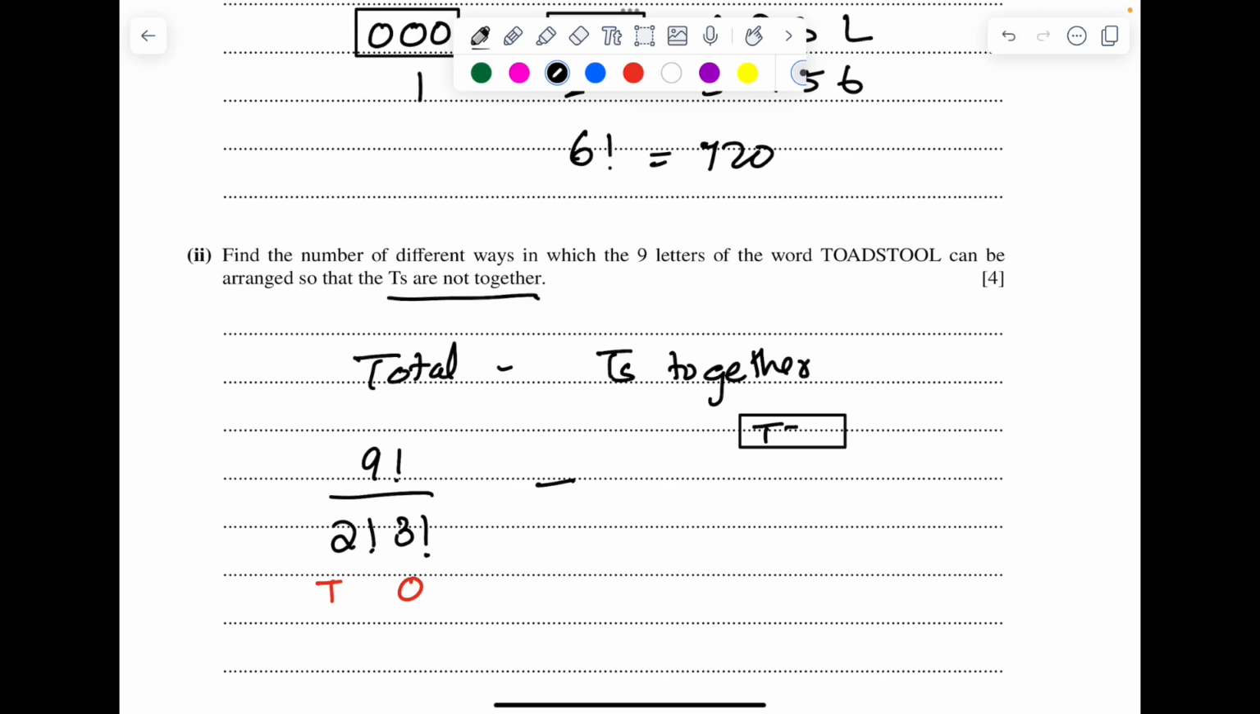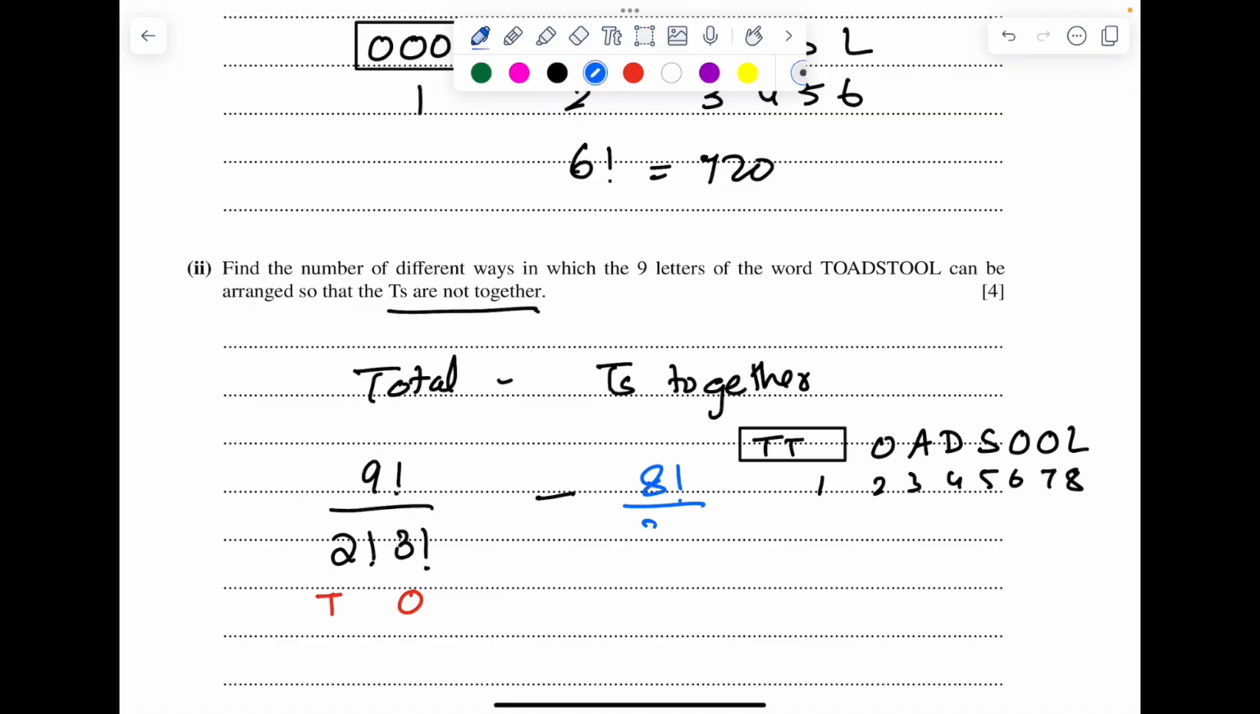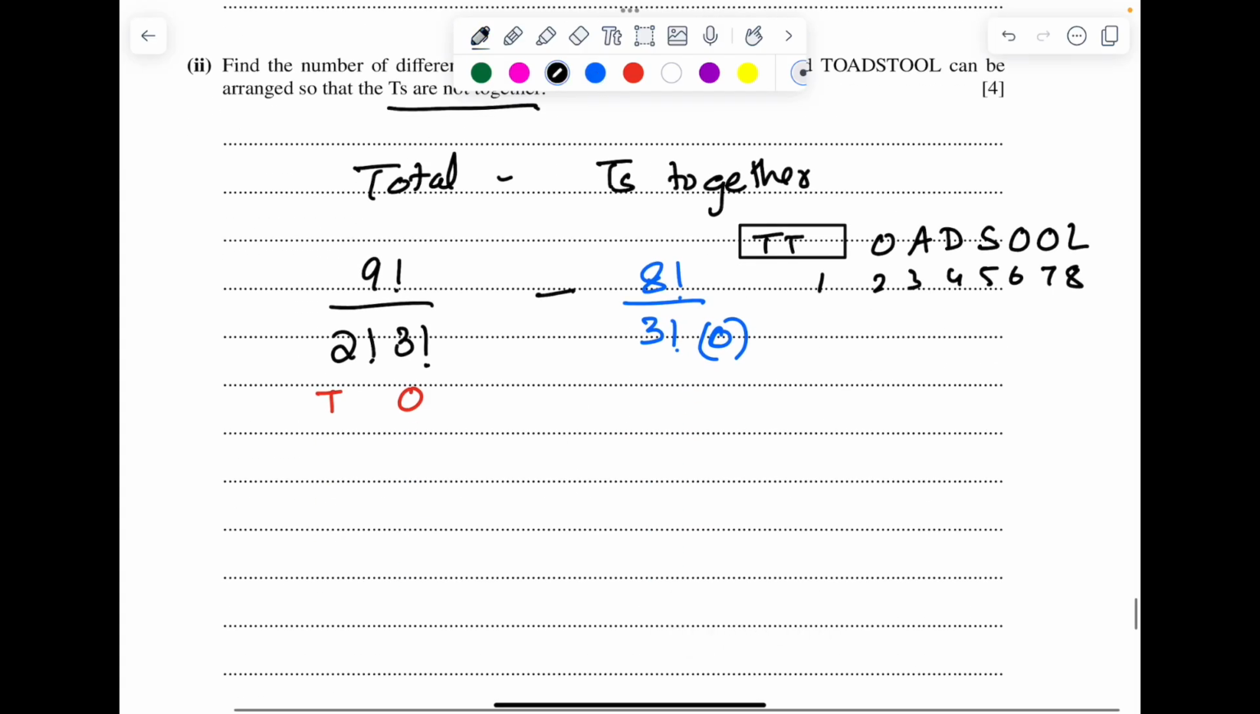So T's together, T, T as one unit, then O, A, D, S, O, O, L. So how many units? 1, 2, 3, 4, 5, 6, 7, 8 units. 8 units can be done in 8 factorial ways, divided by 3 factorial. Why 3 factorial? For O's. So what does the answer become now? 30,240 minus 6,720, which is going to be 23,520.